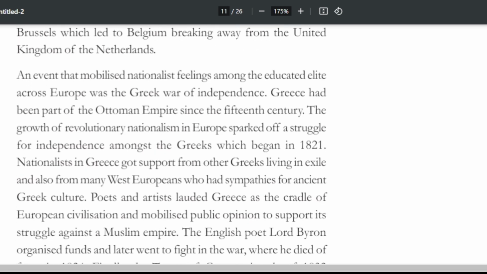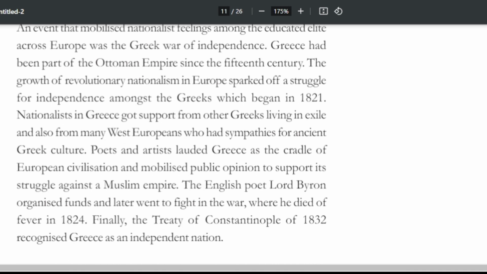An event that mobilized nationalist feelings amongst the educated elite across Europe was the Greek War of Independence. Greece had been part of the Ottoman Empire since the 15th century. The growth of revolutionary nationalism in Europe sparked a struggle for independence amongst the Greeks, which began in 1821. Nationalists in Greece got support from other Greeks living in exile, and also from many West Europeans.